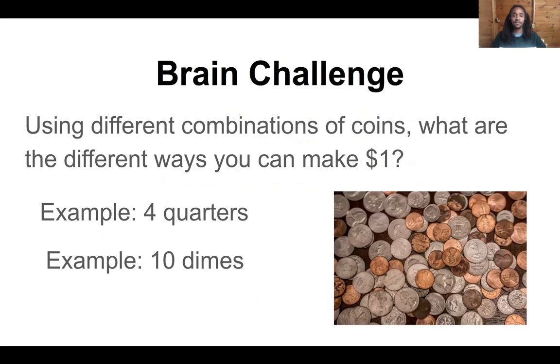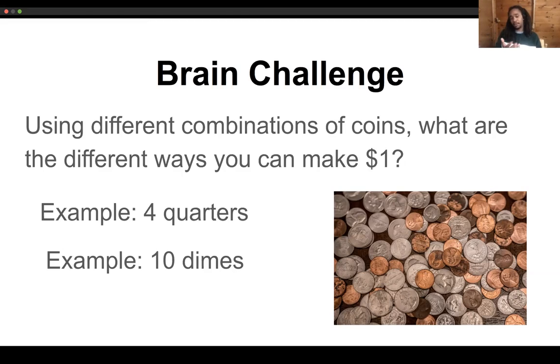Next slide. This is just like how if you want to make $1 and you have change, you have to add them up using different types of change to add up to $1. So look at this brain challenge. How can you use different combinations of coins to make $1? There's a couple good examples up there.